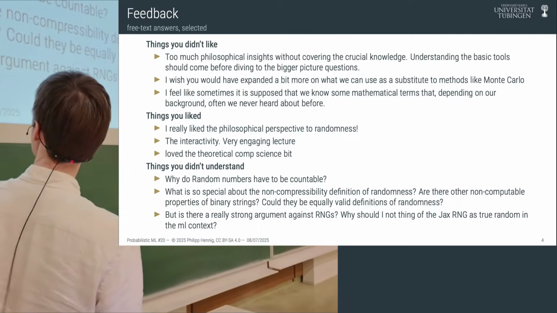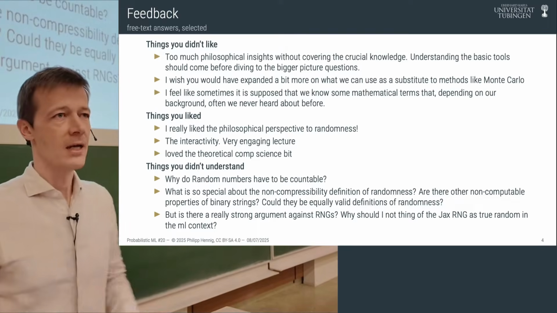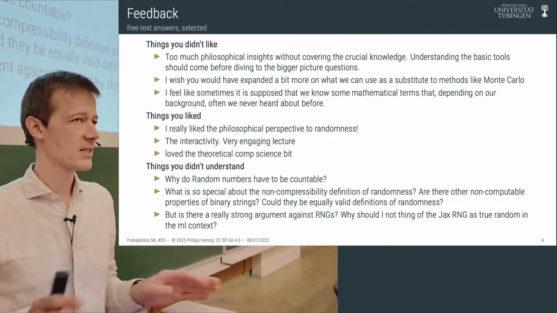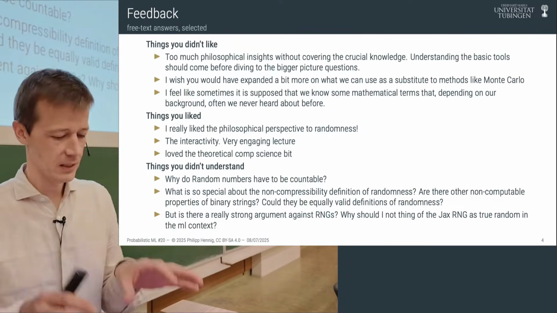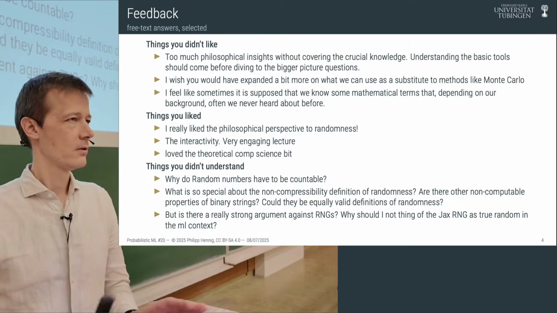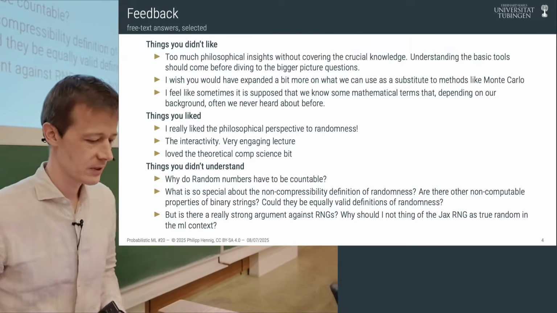So the first question is, why do random numbers have to be countable? Any output of an algorithm always comes from a countable set. That's just how computers work, right? They use binary operations, so we cannot access the continuum. Turing machines produce countable outputs.